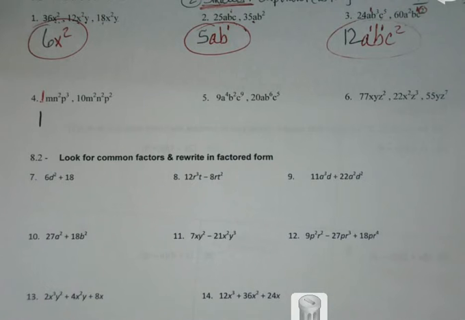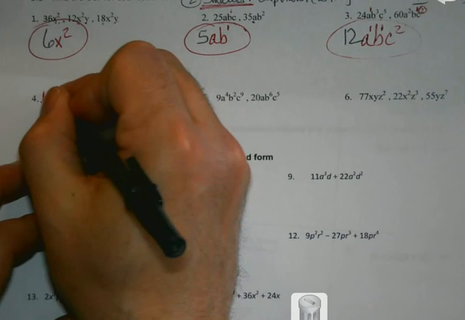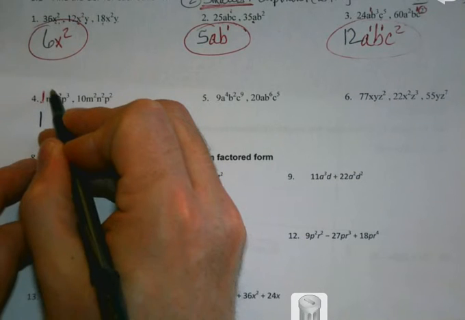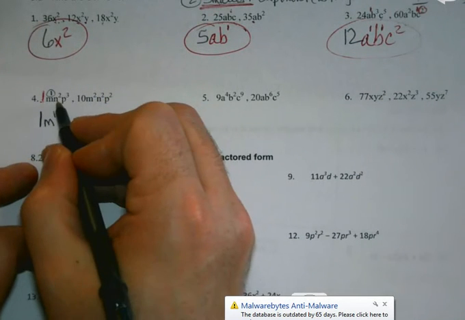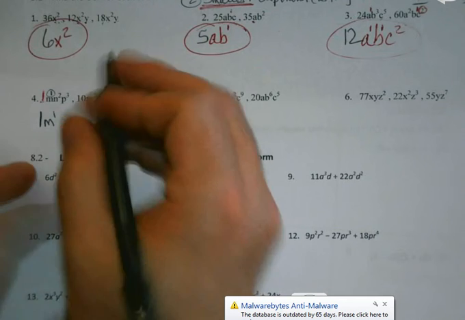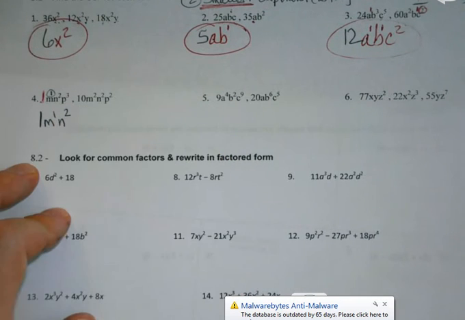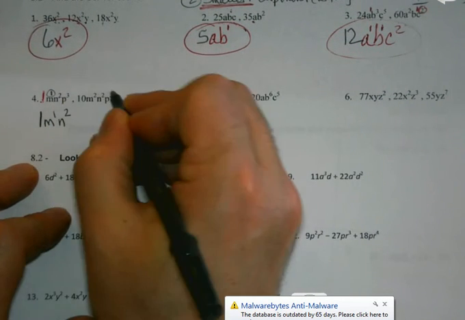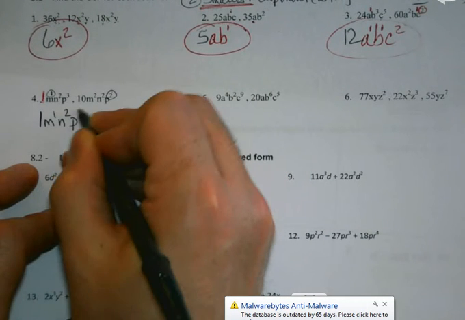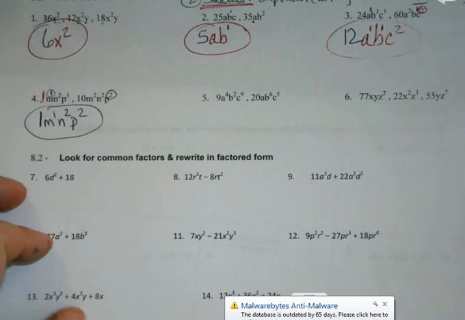What about my variables this time? Okay. So m, I've got a 1 here, so I'd have m to the first. With my n's, I see n squared and n squared, so n squared is my smallest. And with p's, I see p to the third and p squared smaller, so I use that. But both terms had all 3 of my variables, so I'm good there.